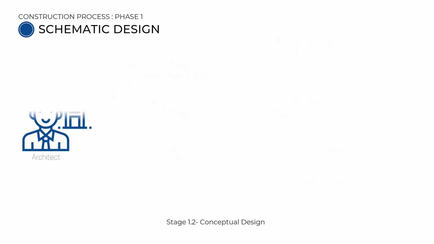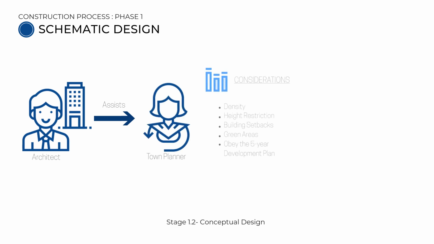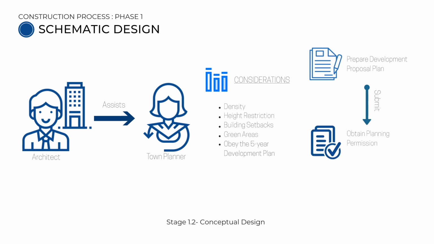The architect then assists the town planner with planning design considerations such as density, height restriction, building setbacks, green area, and also it obeys the 5-year development plan of MPSJ for Subang Jaya planning policies. The development proposal plan is prepared and submitted for planning permission by MPSJ based on the Town and Country Planning Act 1976.